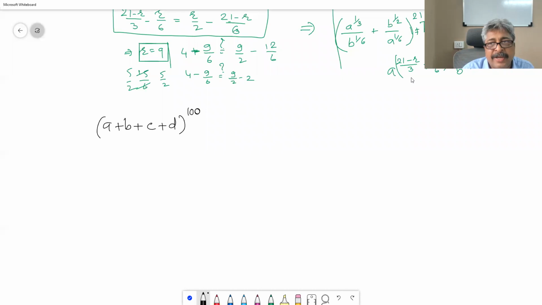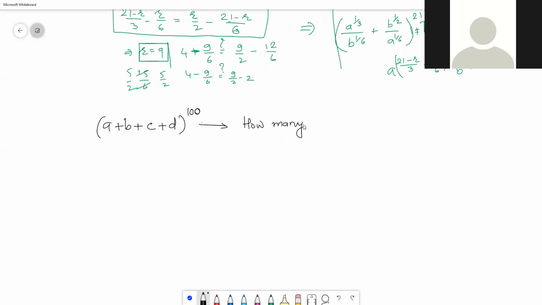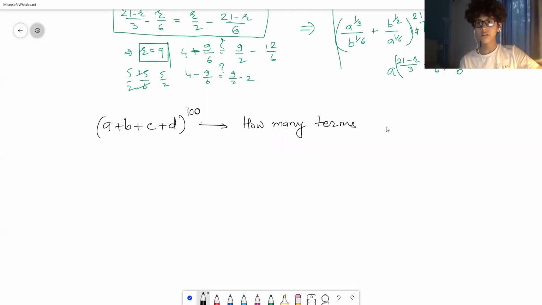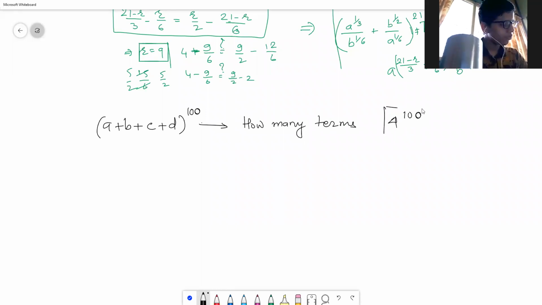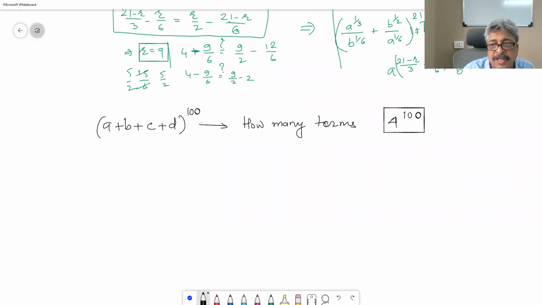Now the work that we had done yesterday: if there were 3 terms in the first bracket, 2 terms in the second bracket, then we will end up having 3 into 2, 6 terms. Like that, can you tell me how many terms will be there? I'm not asking how many distinct terms will be there. How many terms? Sir, 4 raised to 100 number of terms will be there in the expansion. Okay. Will they be all distinct? No, they will not be all distinct.